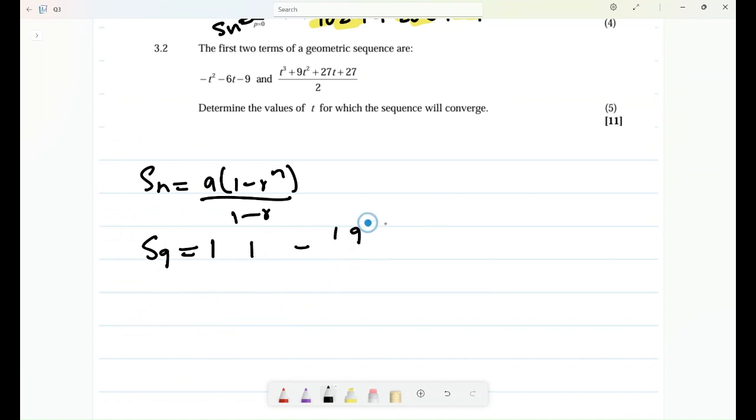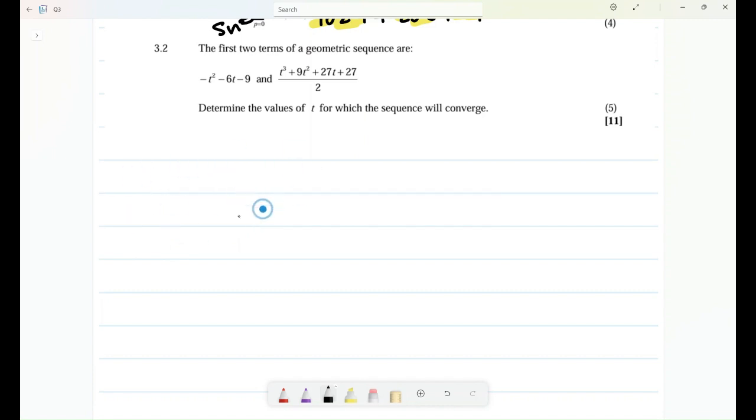Now 3.2 says the first two terms of a geometric sequence are this one as well as that one, right? So determine the values of t for which the sequence will converge. Now, what you have to ask yourself is which condition should we have so that this series converges? We know a condition is that the value of r should be between negative 1 and 1, right? That's the condition.